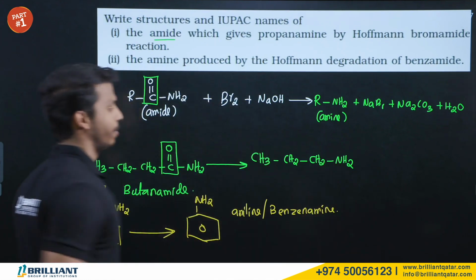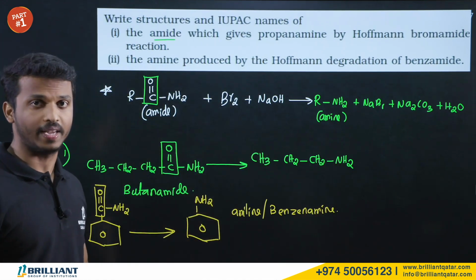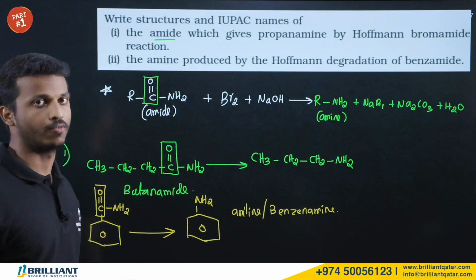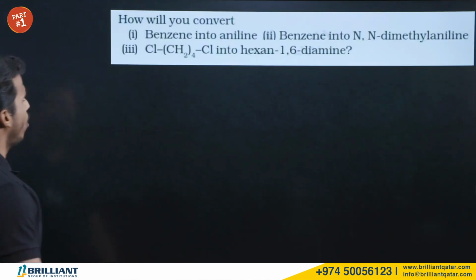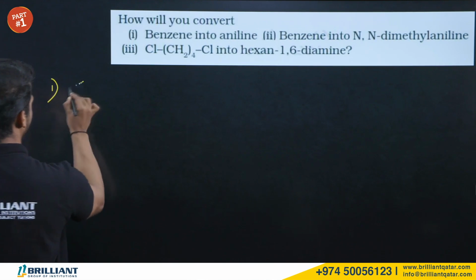Aniline or benzenamine is the product. So, Hoffmann bromamide degradation is a very, very important question for your exam. Next one. How will you convert? Question number 1.